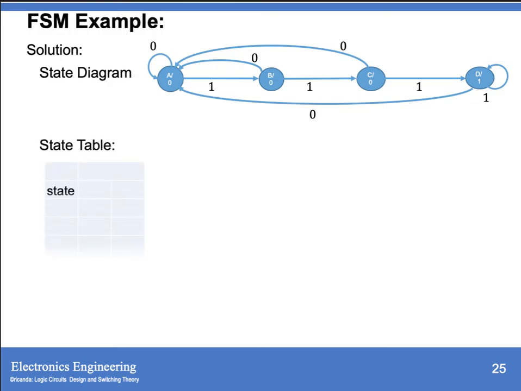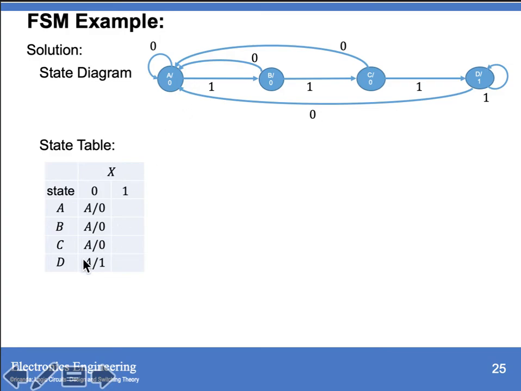And we have your state table. When x equals 0, A goes to A with an output of 0, B to A, output 0, C to A, output 0, D to A, output 1. Why 1? Because it is from your D. So from D, it has an output of 1 going to your A.